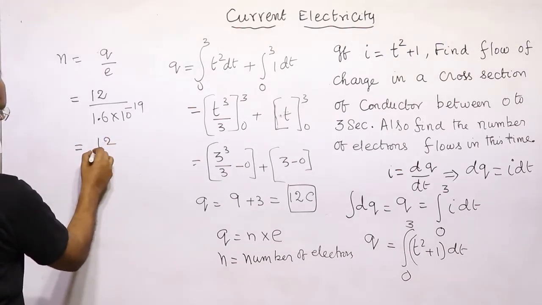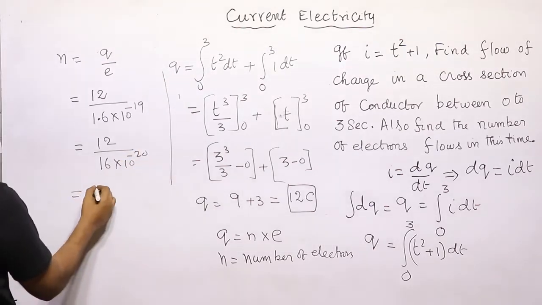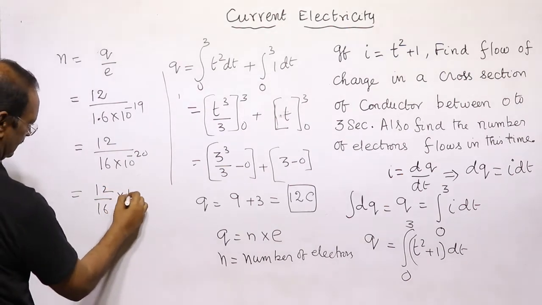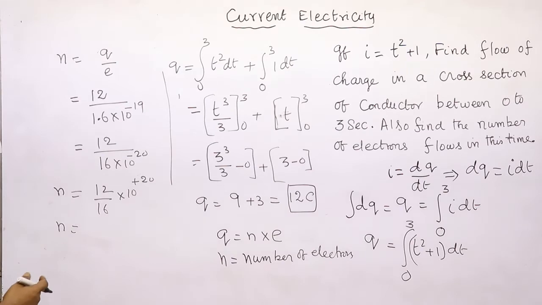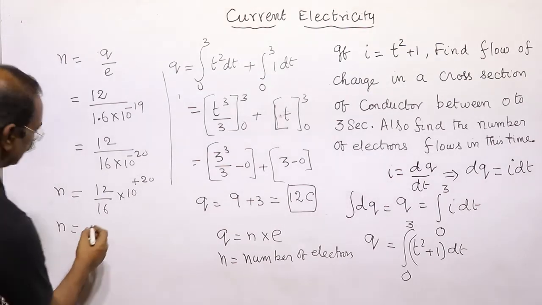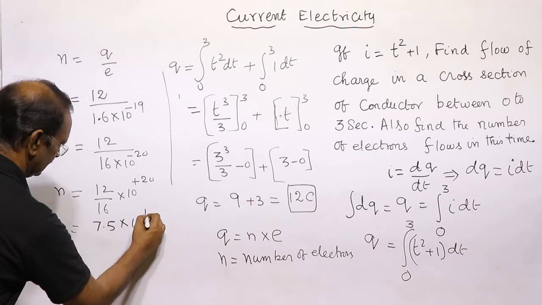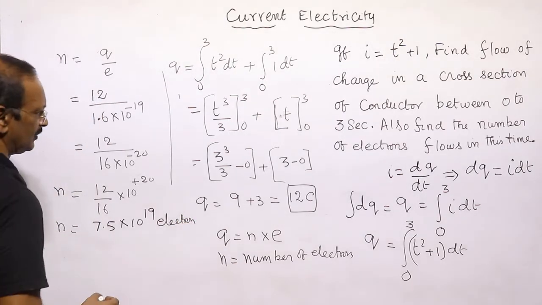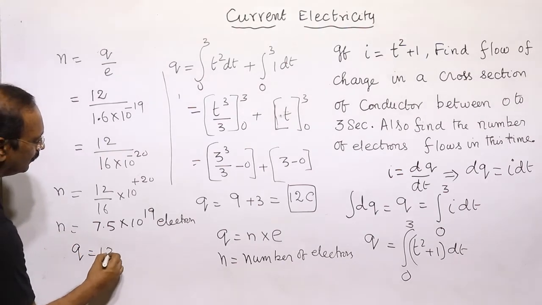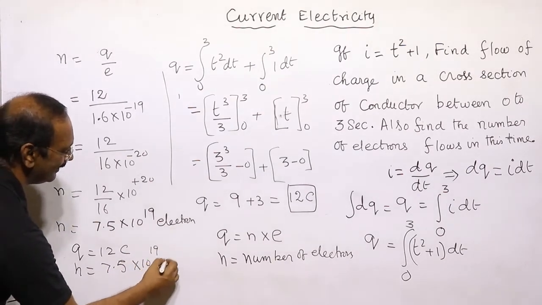This we can write as 12 divided by 1.6 into 10 to the power plus 19, which is the number of electrons. 12 divided by 1.6 is equal to 7.5, so 7.5 into 10 to the power 19. So the charge is equal to 12 coulomb and the number of electrons is equal to 7.5 into 10 to the power 19 electrons.